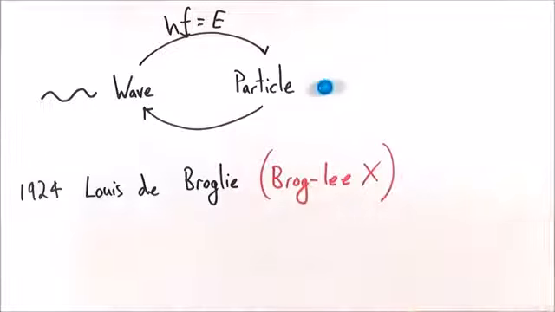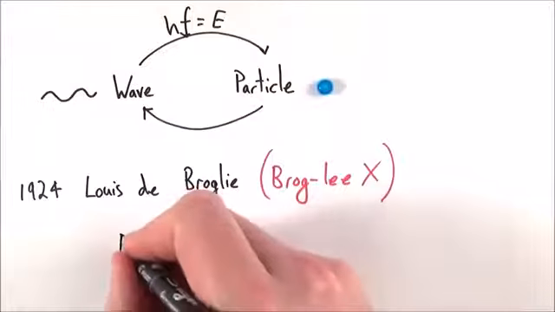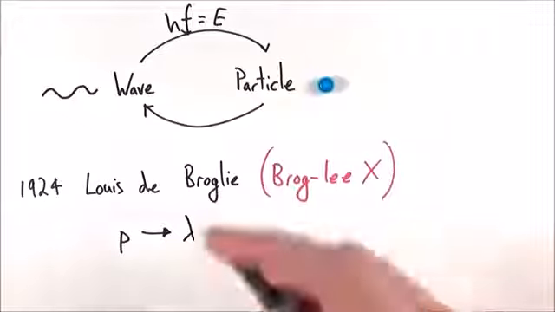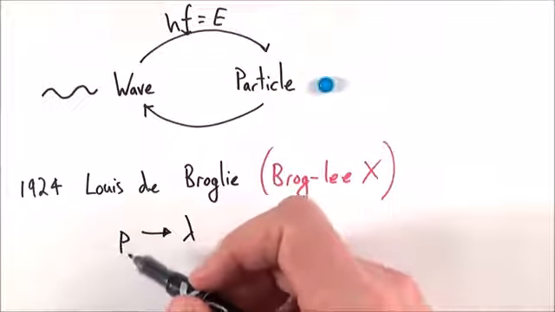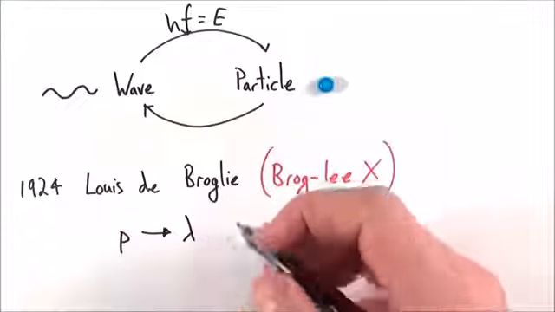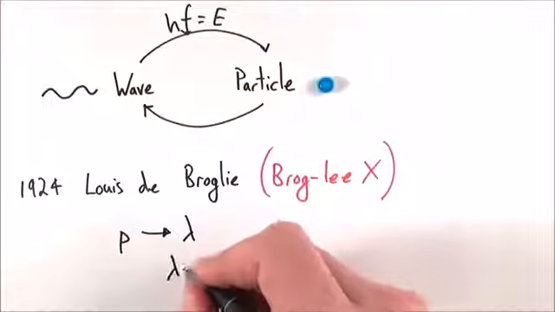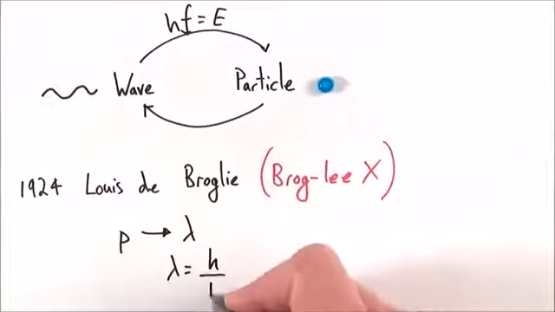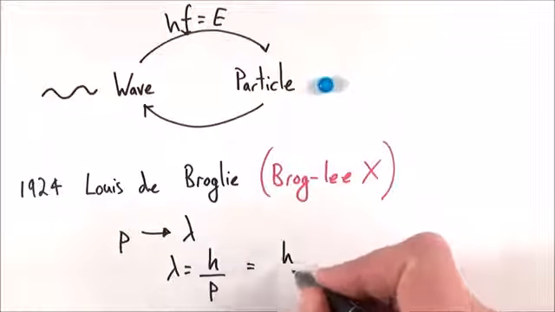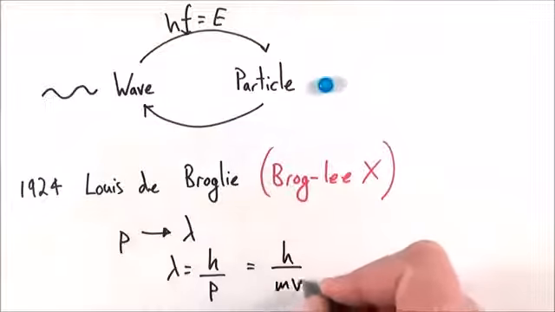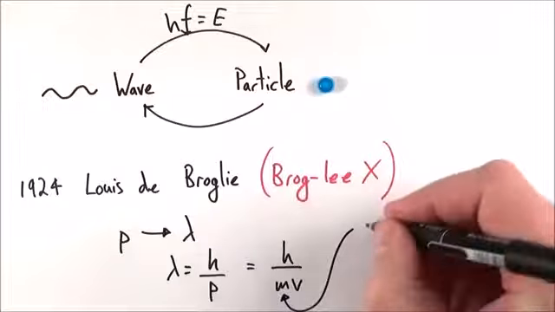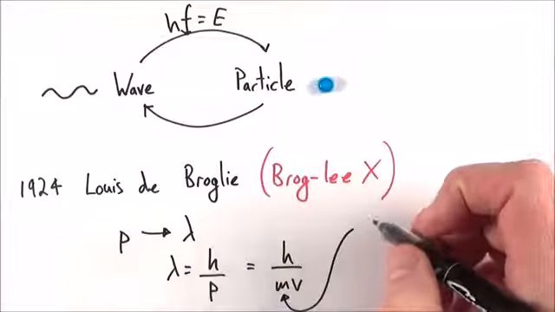What he said was that any particle that has momentum, p, also has a corresponding wavelength. There's a link between the momentum of the particle, which we give the symbol little p, and the wavelength. He said that the wavelength of the particle is equal to Planck's constant divided by the momentum, or we can write this as h over mv. The important thing here is that this m is the relativistic mass of a particle.